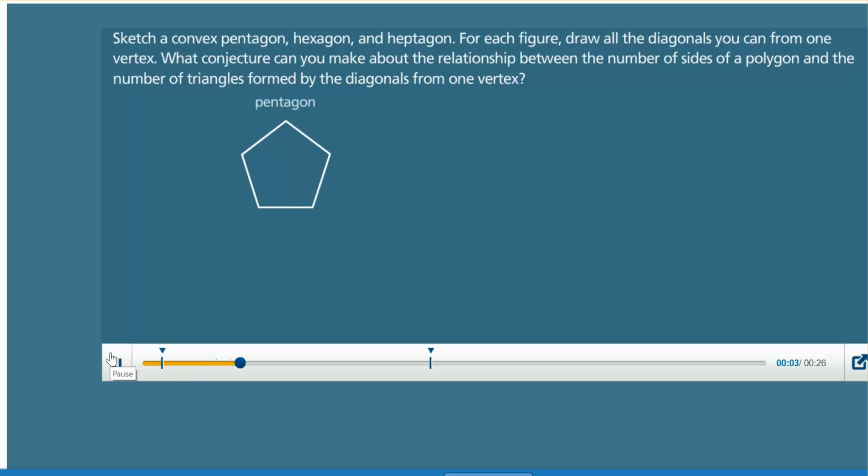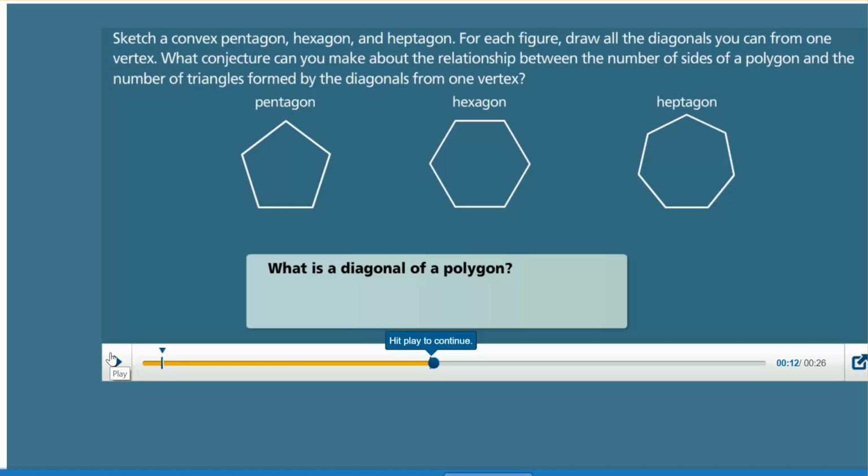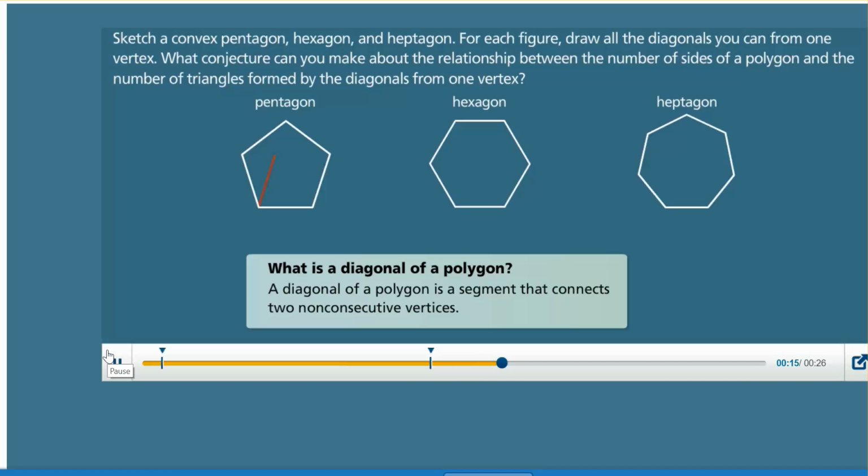So there's a pentagon, and a hexagon, 6 sides, and a heptagon, 7 sides. So first question is, what is a diagonal of a polygon? It's a segment that connects two non-consecutive vertices.